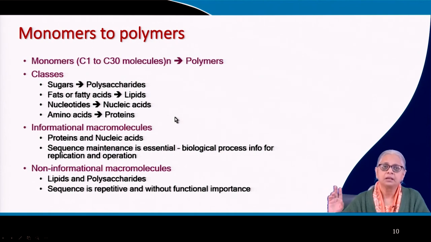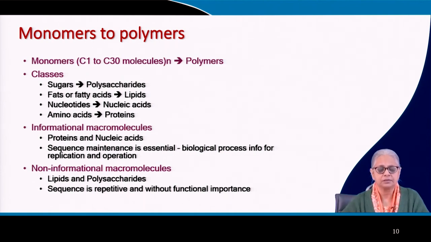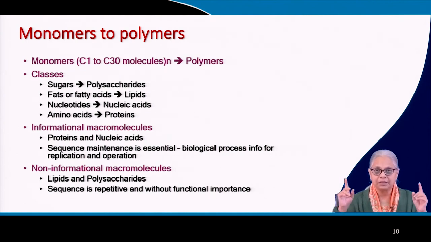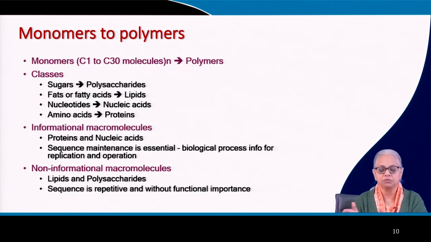Remember one more thing, that out of these four classes of biological macromolecules, we have informational macromolecules and non-informational macromolecules, which means that the sequence of the monomeric units is important. That has useful information. So these informational macromolecules are proteins and nucleic acids. We know that DNA is the genetic code. This genetic code will then be given to the RNA, and the RNA, there are three types of RNA, which I will talk about later. These three types of RNA are required for protein synthesis.